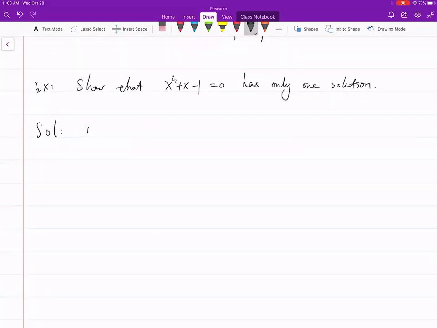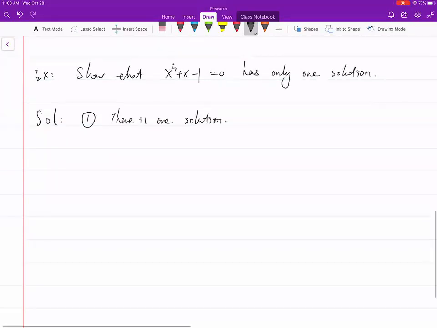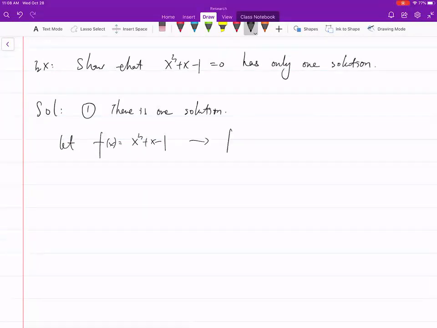Two steps. Number 1, I show you at least have 1. You cannot have 0 solutions. You at least have 1. Number 2, you cannot have more than 1. That's our strategy. For that, we are very familiar with this. We want to show f(x) equals 0 for some x.